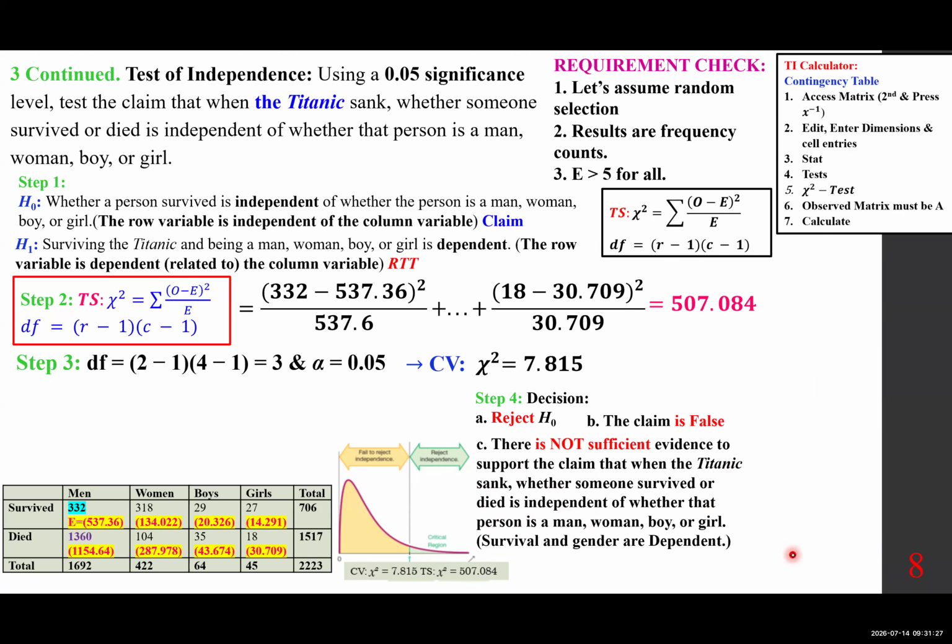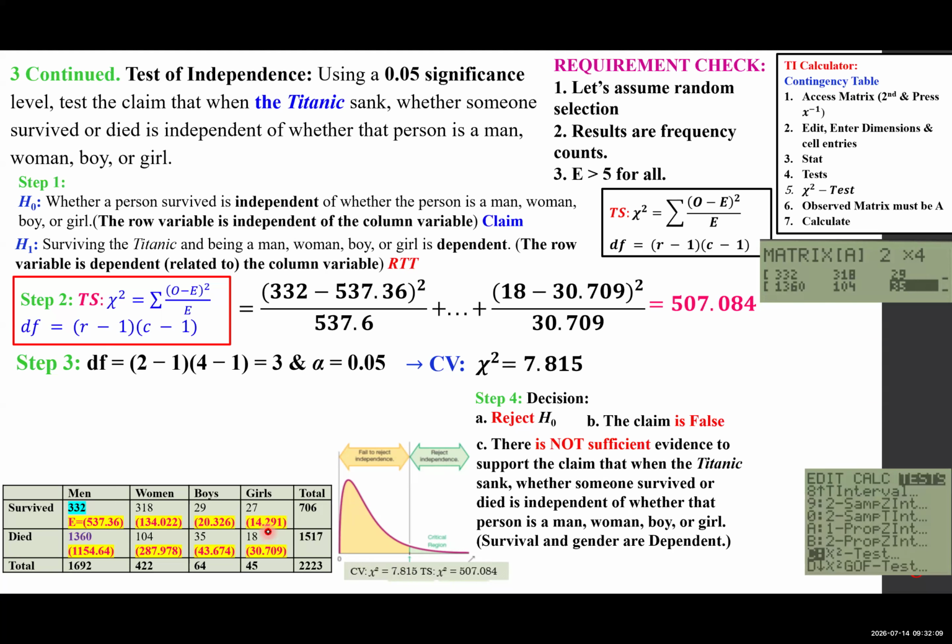As far as technology is concerned, with the TI calculator and a contingency table, we access the matrices using 2nd, matrix, and press X to the power minus 1, edit, enter, and then we do the test. So the matrix is a 2 by 4, and we're going to go with matrix A, and we're going to put in the observed values: 332, 318, 29, and I don't have room to show you 27. The next row is 1360, 104, 35, and again, I don't have room to show you the next one, which is 80.